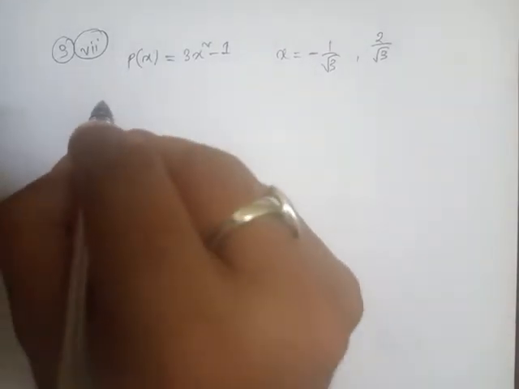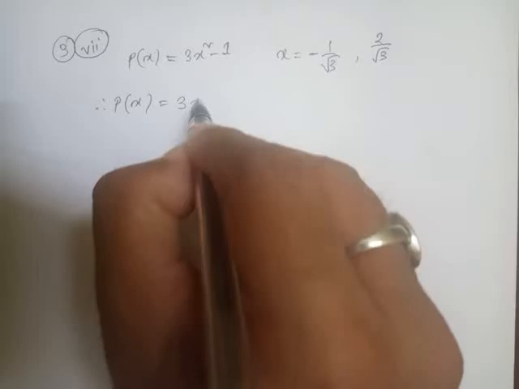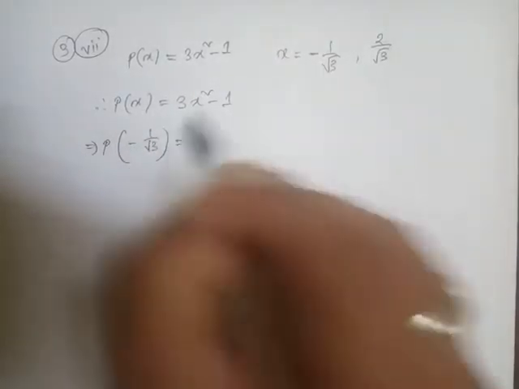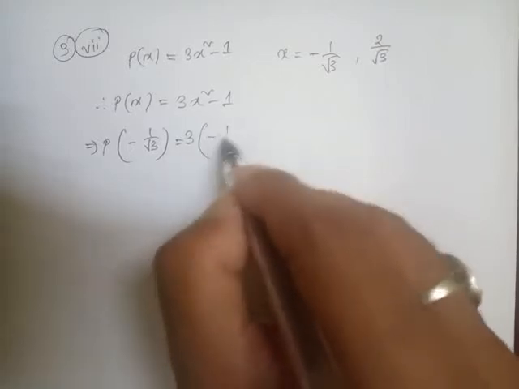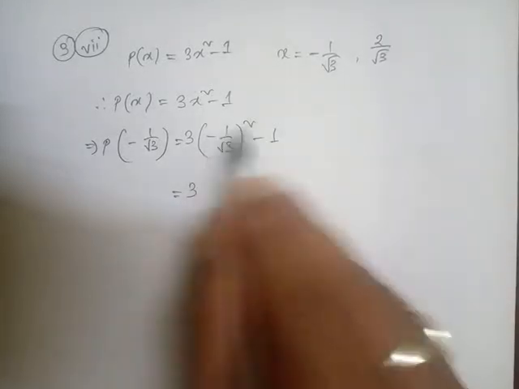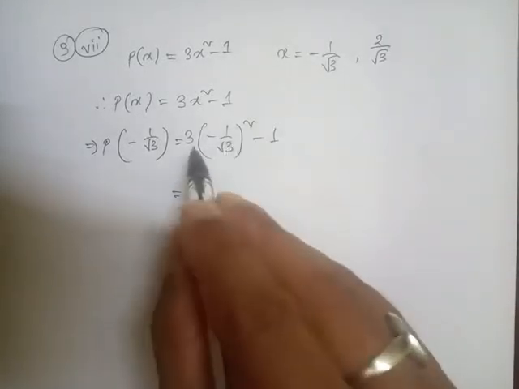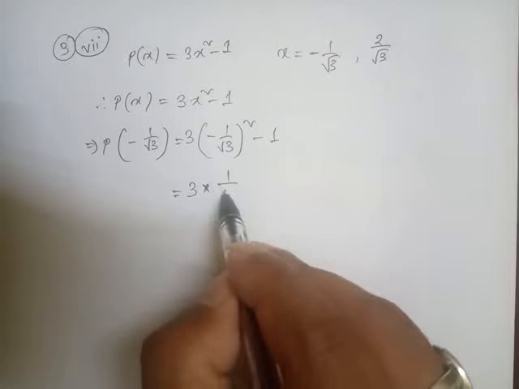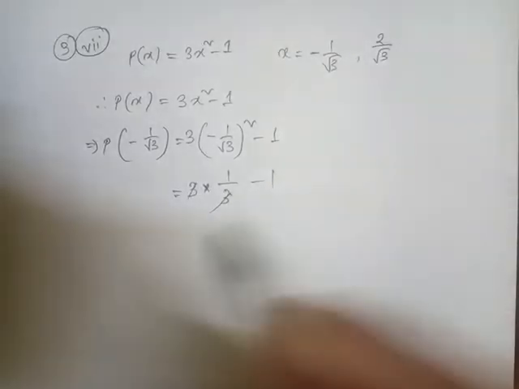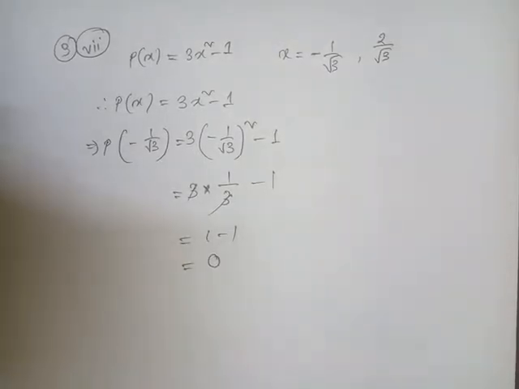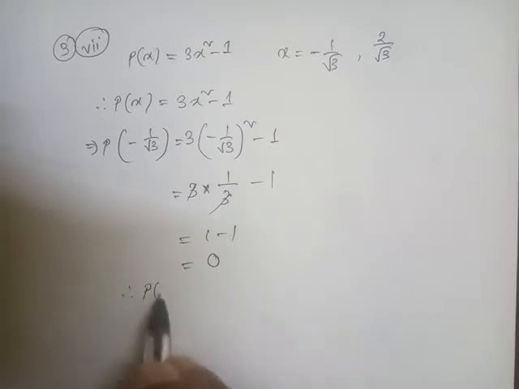First one, I will put here that, look, therefore p(x) equal to 3x squared minus 1, and initially I will just put the first value, implies p in place of x I will put here minus 1 by root 3. So let me check here, 3 into minus 1 by root 3 whole squared minus 1. Now look here, students, minus squared is plus, 1 by root 3 squared is 1 by 3, and there is minus 1, so 3 cancels with 3, remaining 1 minus 1, and this is 0. So if we put the value here, we'll get 0. So we can say that therefore p(x) equal to 0.